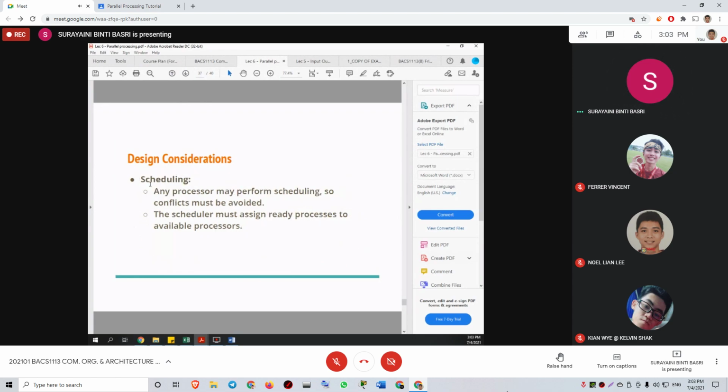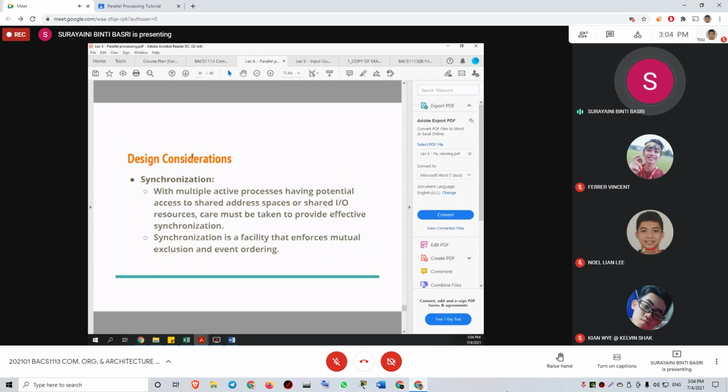This is the criteria that they will take into consideration when they are designing the OS. So the second consideration that needs to be taken into account is scheduling. Any processor may perform scheduling, so conflict must be avoided. Your OS should be able to avoid the conflict. The scheduler must assign ready processes to available processors. So your OS should make the scheduler only assign the ready processes to the available processors.